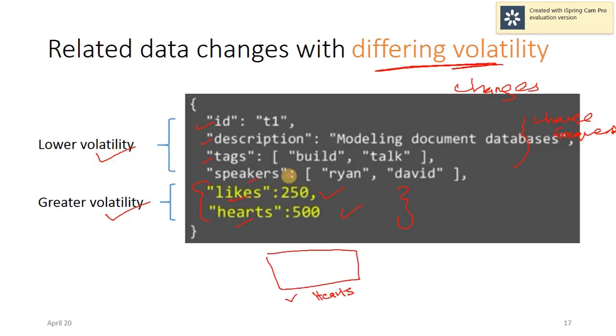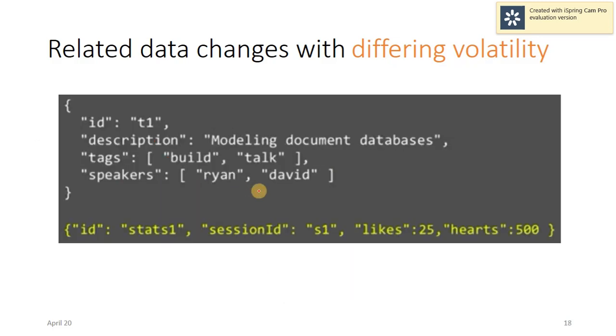But if we have this kind of different volatility, what we can do is separate or split them. So for example, we have one document here, this document is on the description of the videos, and then this document is the one with greater volatility. It talks about likes and also hearts that always change.